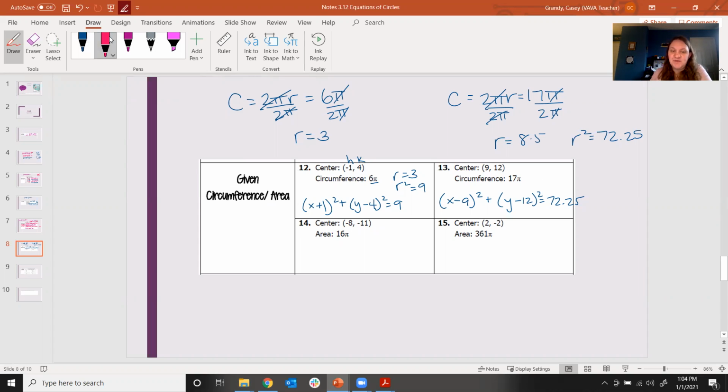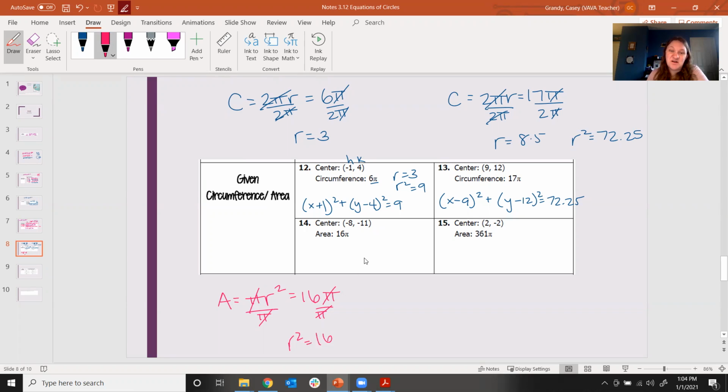A very similar idea will happen for area. If they give us the area, the equation for area is just a little different. Area is pi r squared. So if they tell me that the area is 16 pi, I want to get r squared by itself. I can divide by pi. Cancel, cancel, cancel, cancel. R squared equals 16.